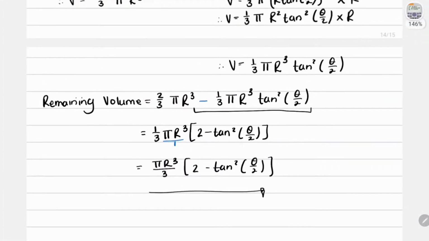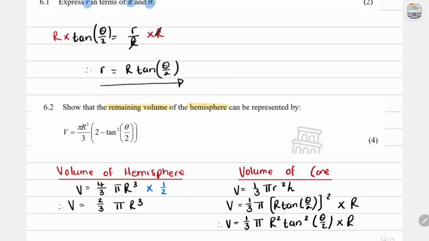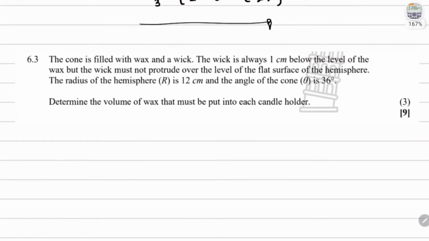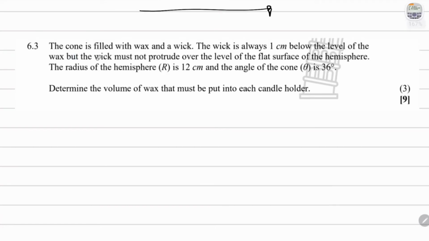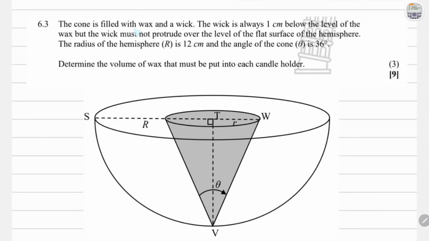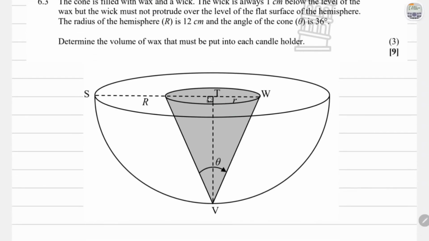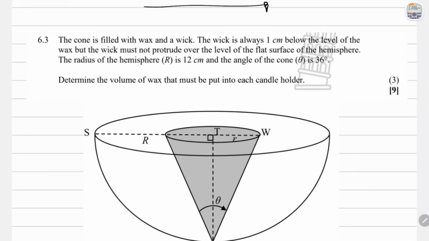Okay, so now we're on the last question, which is 6.3. The last question says, the cone is filled with wax and a wick. Let me get the diagram so that we can illustrate as we go on. So they say the cone is filled with wax and a wick. So that's this part. We can look at the gray shading as if that's the wax that is filled inside this cone. So wax and a wick.